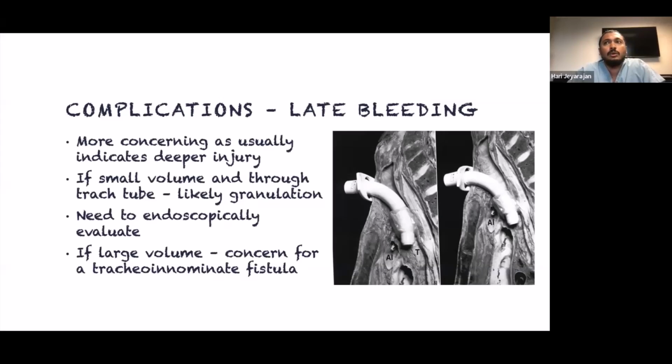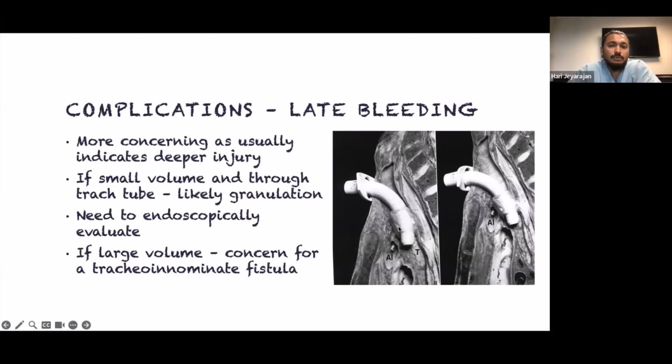And so if it's a low volume, small amount of bleeding coming through the tube and the patient is stable, calling ENT to endoscopically evaluate is appropriate, and that's what we recommend. Because oftentimes you can go in and you'll see small bits of granulation tissue, which we can either remove, or we can usually address by adjusting the trach, changing the trach to one that fits better, and that then stops the bleeding altogether. But the scary thing is when it's large volume.